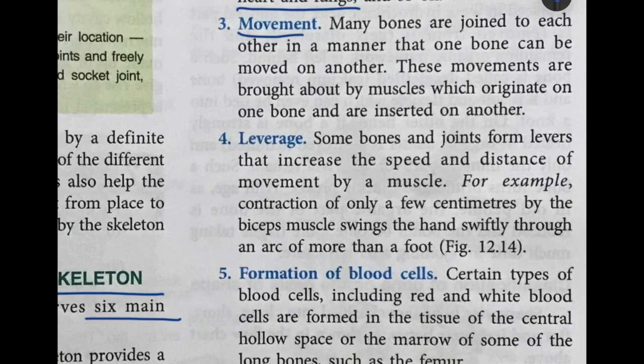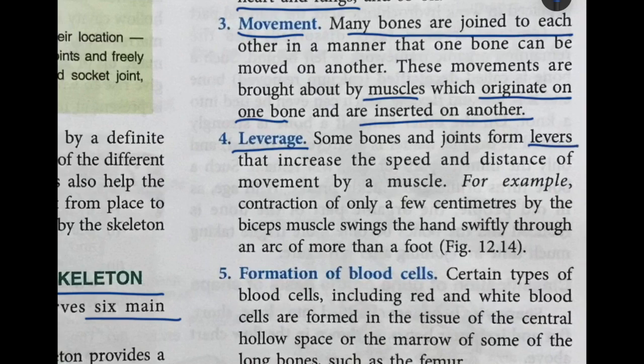Next is movement. Many bones are joined to each other in such a way that one bone can move on another. And these movements are brought about by muscles which originate on one bone and are inserted on the other bone. Next is leverage. Some bones and joints form levers. You know what levers are? They make work easier by increasing the speed and distance of the movement by a muscle. For example, contraction of your bicep muscles on your upper arms. If you want to throw a stone, you contract the muscles and the muscle will swing the hand swiftly so that the stone can go to a very far distance.